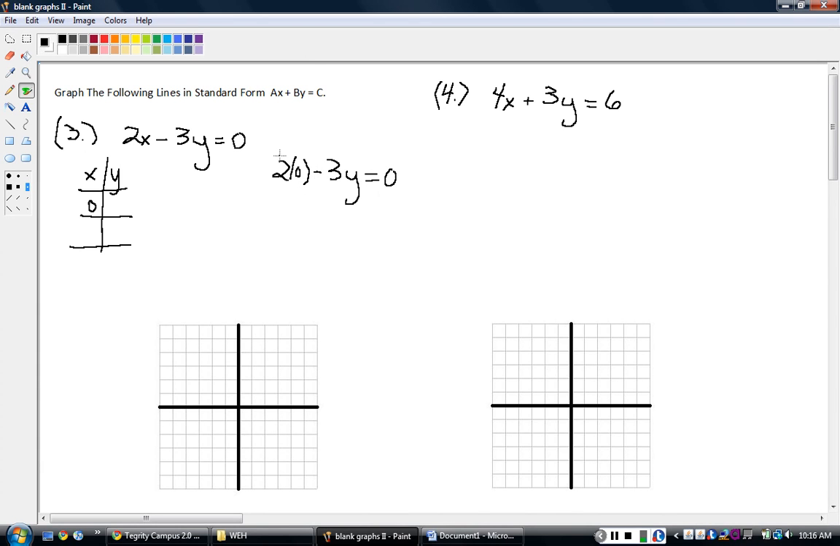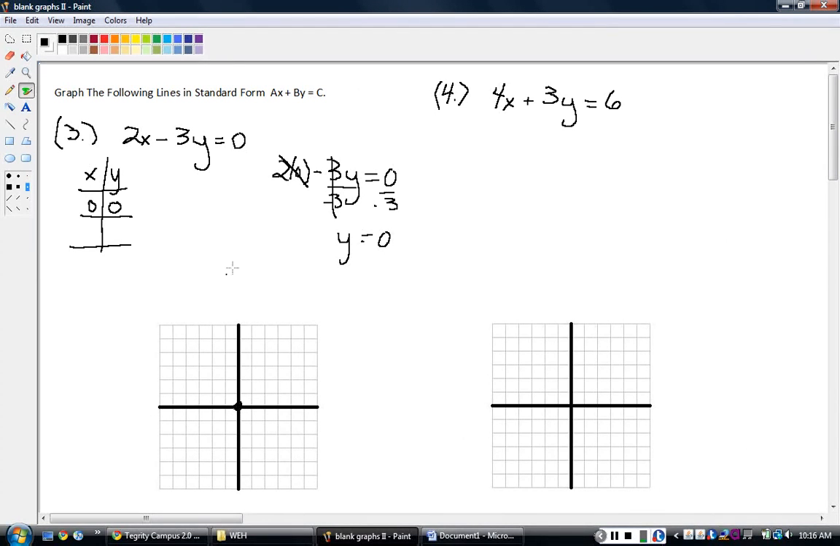2 times 0, so negative 3y equals 0, so I divide by negative 3. And y equals 0. Okay, so this one passes through the origin. If I put 0 here, it's not going to do me any good because then I get another 0 here. In other words, it crosses the x-axis and the y-axis at the same time. That only happens right here.